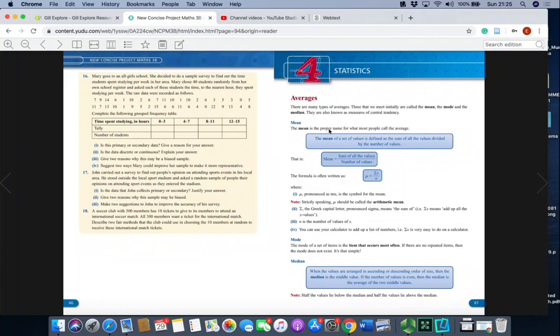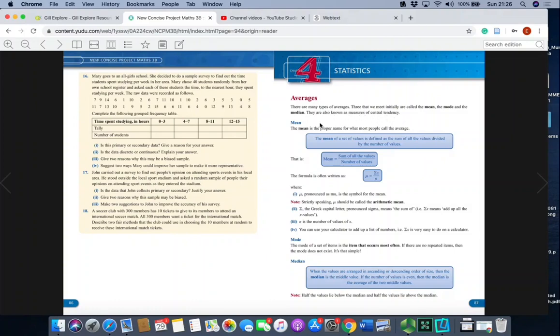So the first thing you need to know is that there are many types of averages. These are also called measures of centre. There's 3 on your course. They are the mean, the mode and the median. They are also known as measures of central tendency. You have to know that word. Questions in your exam could ask you for a measure of central tendency.